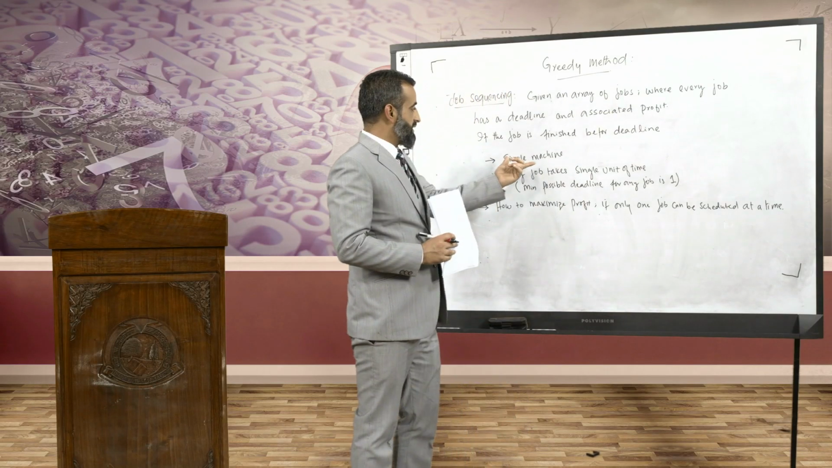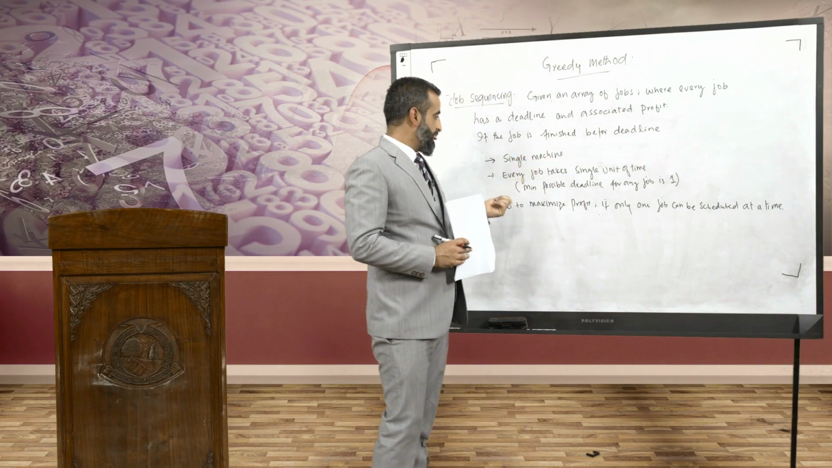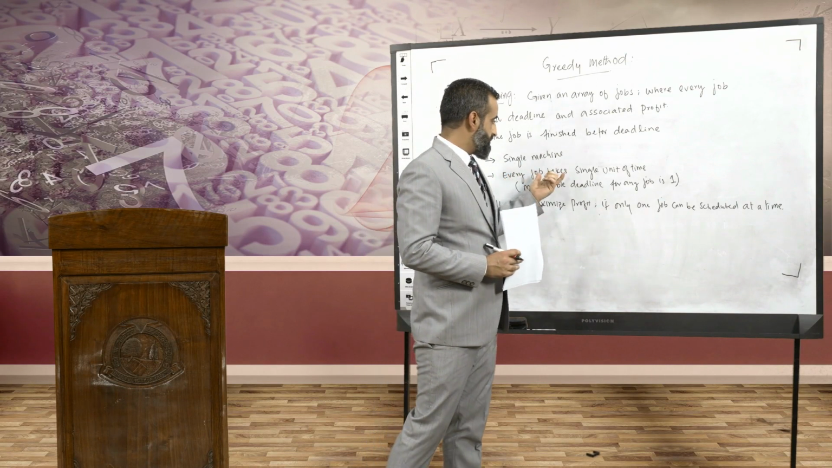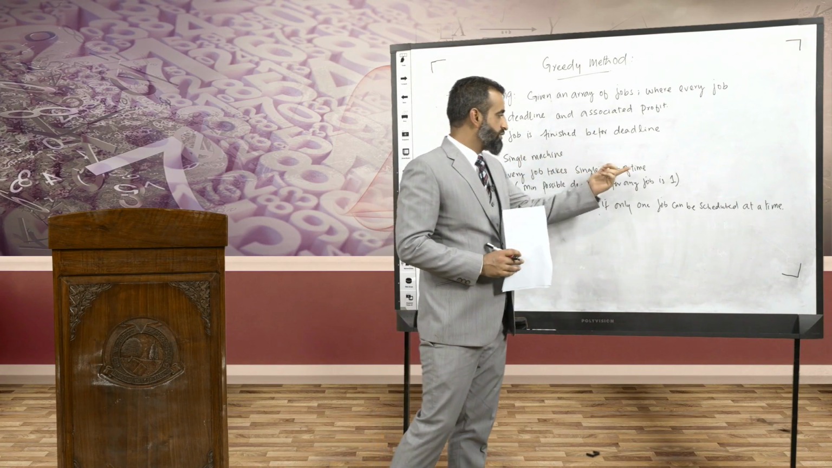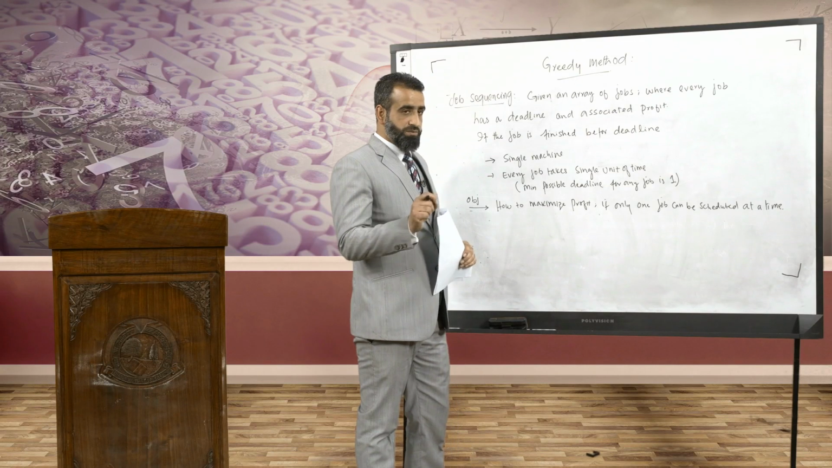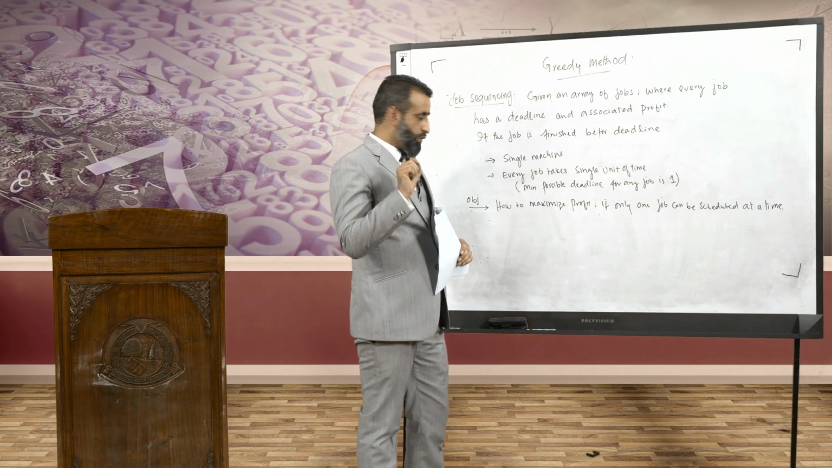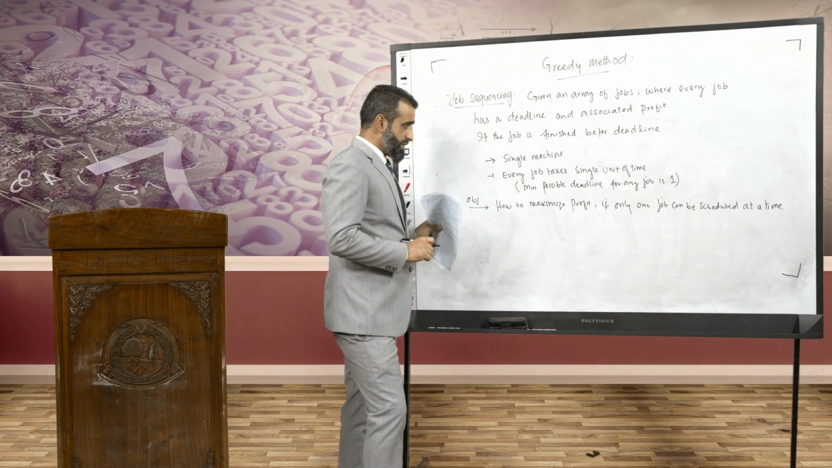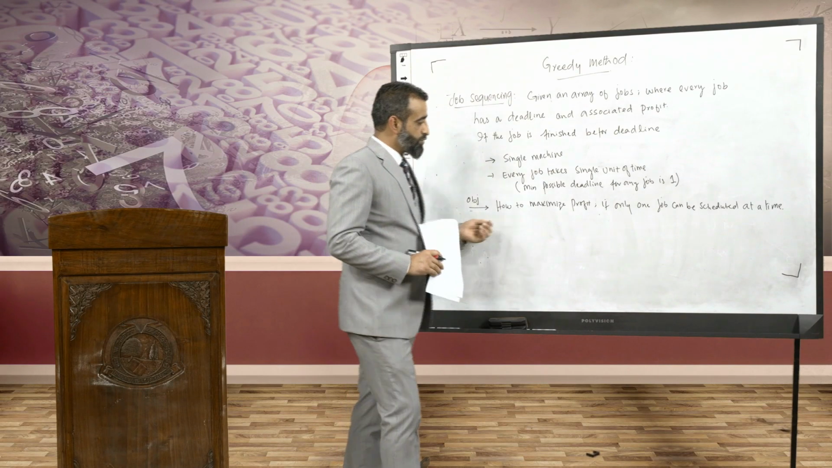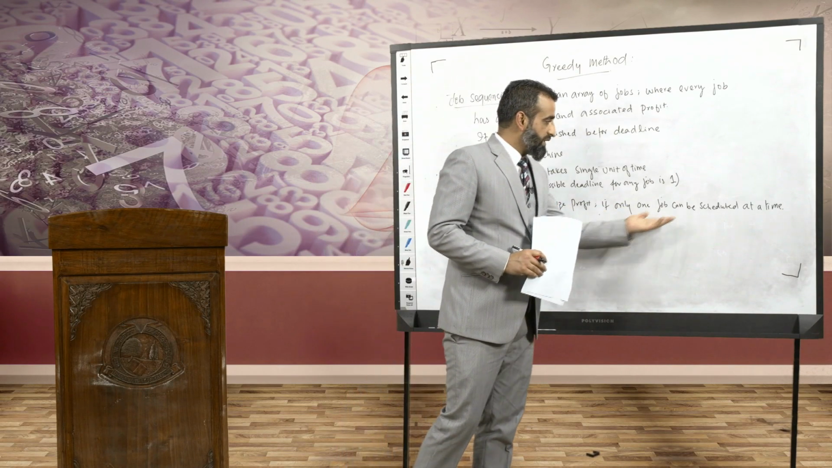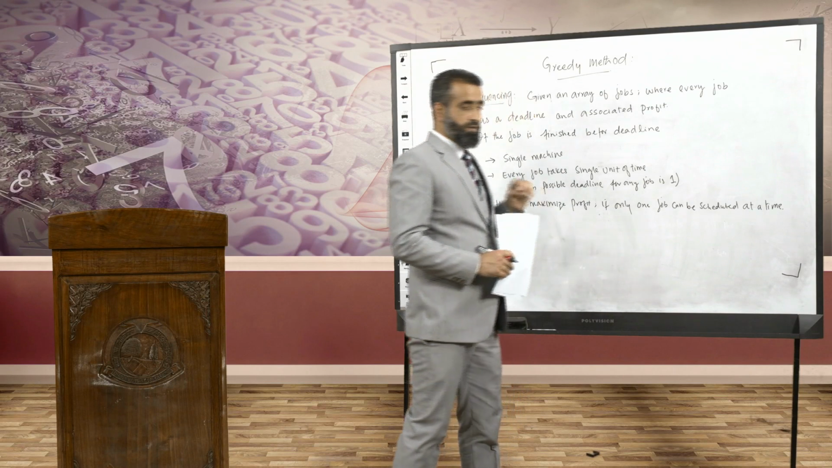We have a single machine on which we have to run all these jobs, and every job takes a single unit of time. That means the minimum possible deadline for any job is 1. Our objective in this problem is to maximize the profit if only one job can be scheduled at one point of time.